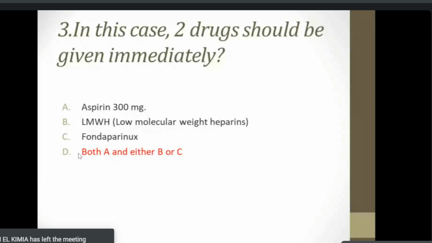So the right answer here is D: both A and either B or C. We can give aspirin with low molecular weight heparin, or aspirin with fondaparinux. We choose one of these molecules. So the correct answer is D.